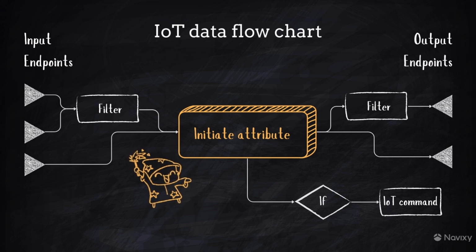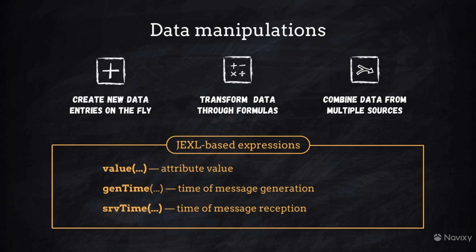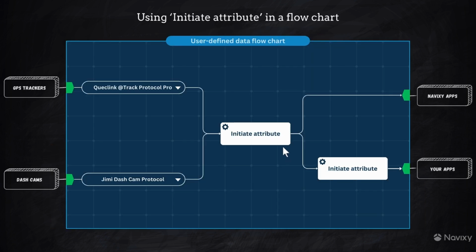Using the Initiate Attribute node, you can create new data entries, transform existing data through custom formulas, and combine information from multiple sources. As you'd expect from a potent data processing system, IoT Logic excels at handling simple transformations and intricate cascading calculations without requiring much coding from your side. By chaining these nodes together, you can break down complex data processing tasks into a series of manageable steps, making it possible to build sophisticated data pipelines using a visual, low-code approach.